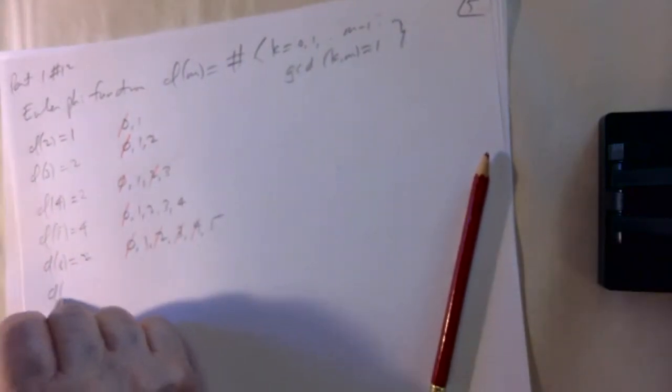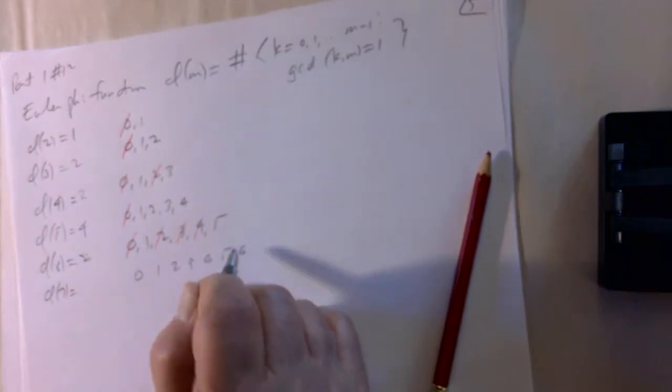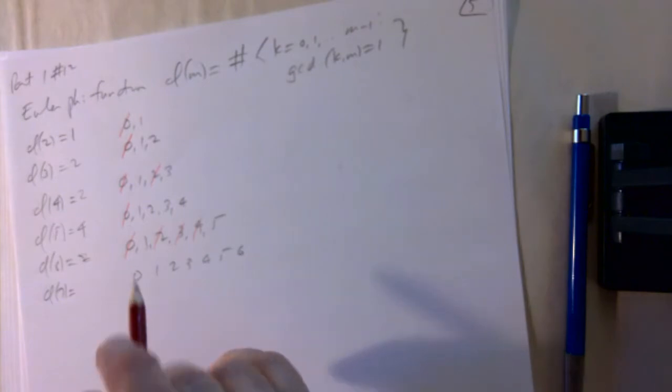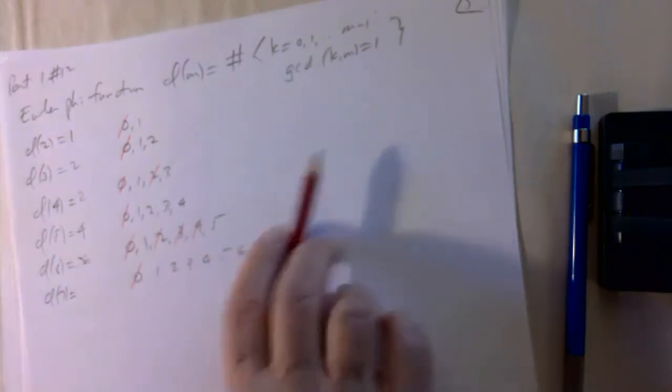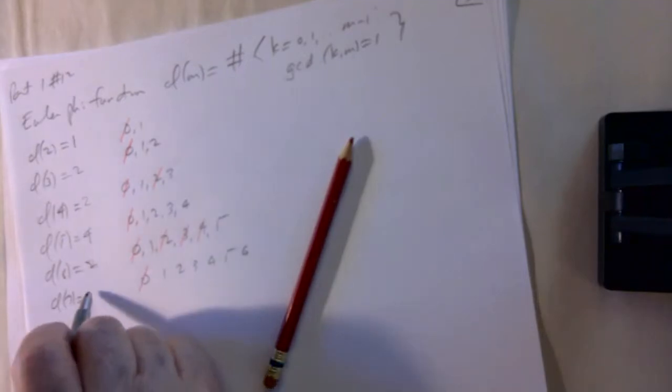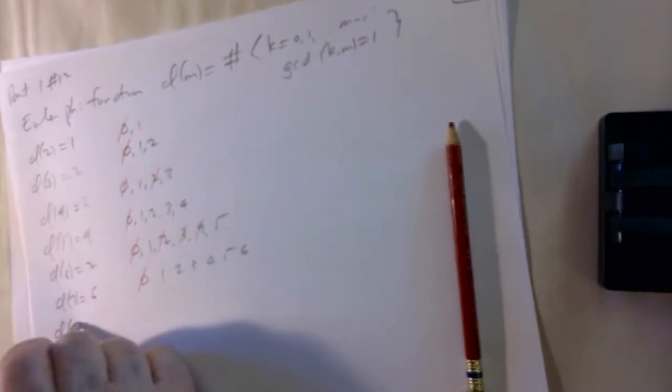You know, let me just do a few more quickly. 7: 0, 1, 2, 3, 4, 5, 6. Well, a number has a factor in common with 7 only if it's divisible by 7. So the only one is 0, and that leaves 6 left. So phi of 7 is equal to 6. What about phi of 8?